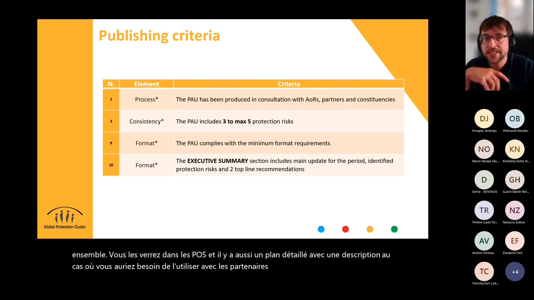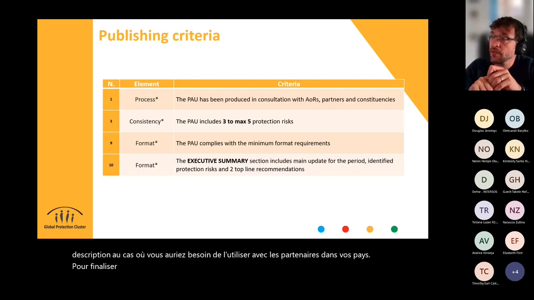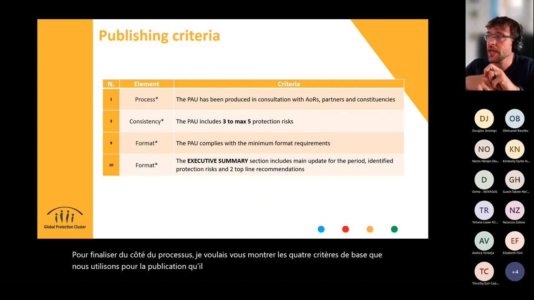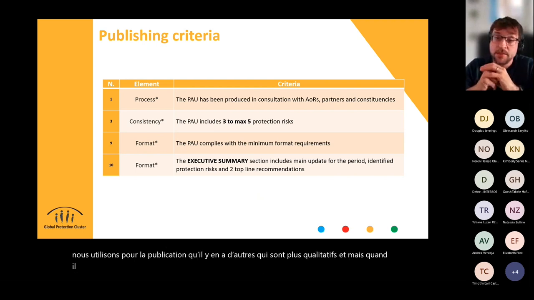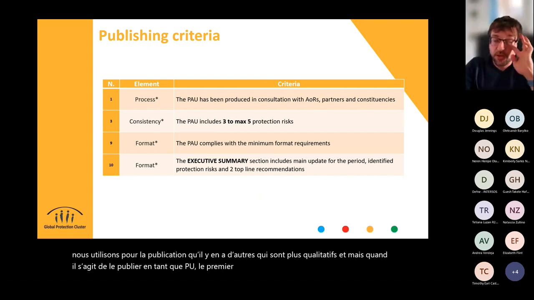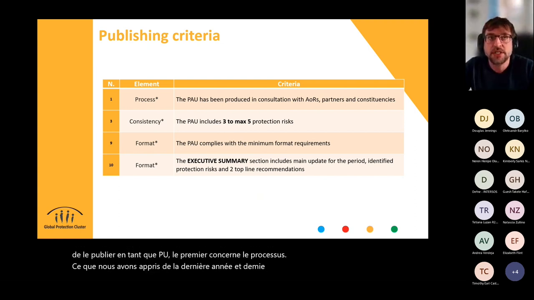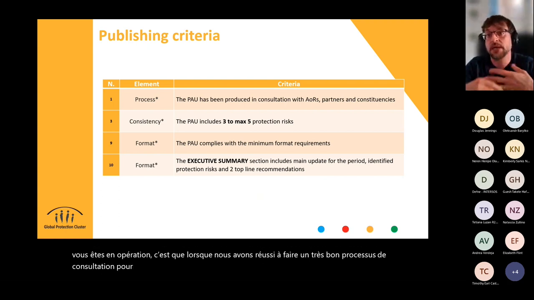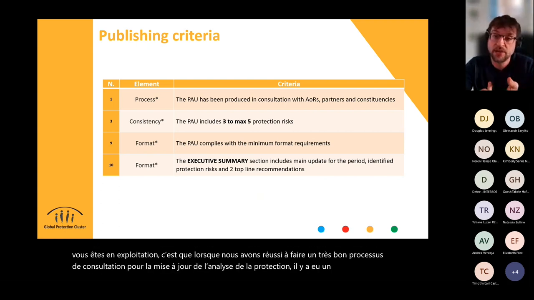To finalize on the process side, I wanted to show you the four core criteria we use for publishing. Then there are others that are more qualitative. But when it comes to publishing it as a PAU, the first is about the process. What we learned from the last year and a half, and probably you know more because you are in operations, is that when we manage to do a very good consultative process for the protection analysis update, there is better buy-in and better use, and they are much more impactful.